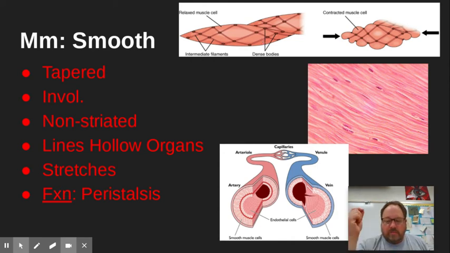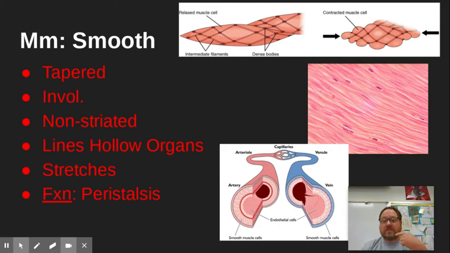Like the lining of your blood vessels, you don't decide, I'm going to dilate my blood vessels right now. Or smooth muscle lines some of your gut organs, like your stomach or your intestines. You don't decide when your intestines contract. You don't decide when your stomach contracts. So they're all involuntary. Now, where do we find smooth muscles? Smooth muscles line hollow organs. Hollow organs have stuff travel through them, and smooth muscle can contract to move stuff through those organs.